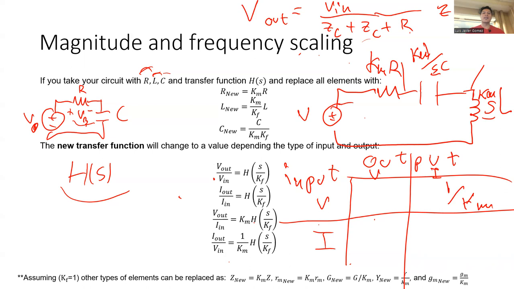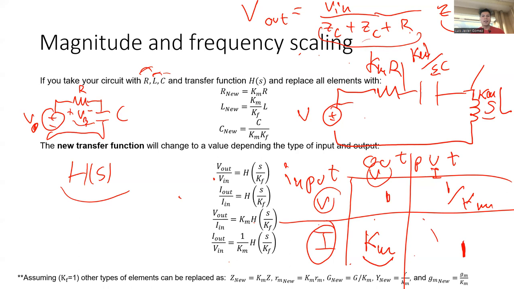And so as a result, if I have volts per volt, because whatever happens in the numerator happens in the denominator, nothing happens. By similar arguments, if your input is a current source and your output is a current, nothing will happen. And then you can also show that if your input is a current source and your output is a voltage, then you have a rescaling of Km. So that's how this whole table comes about.